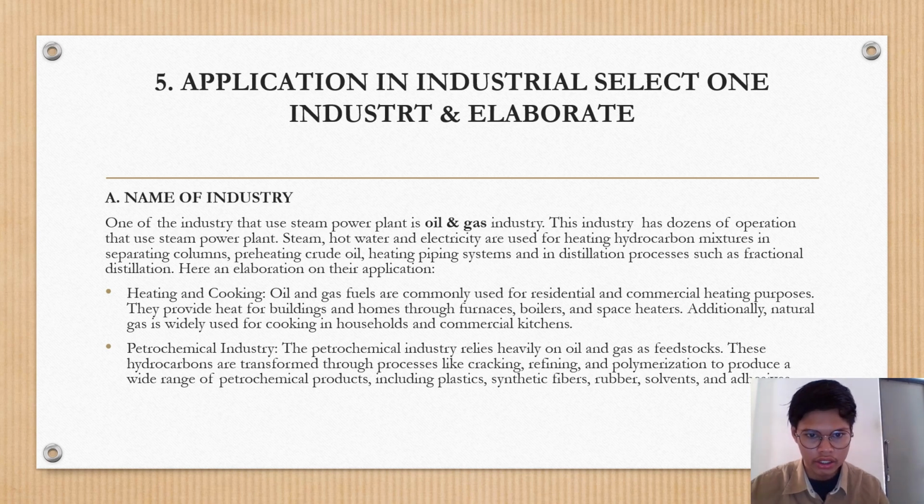Petrochemical industry. The petrochemical industry relies heavily on oil and gas as feedstock. These hydrocarbons are transformed through processes like cracking, refining and polymerization to produce a wide range of petrochemical products including plastic, synthetic fiber, rubber, solvent and more.